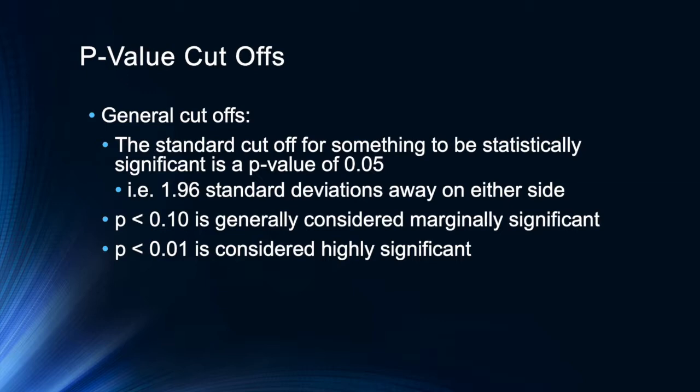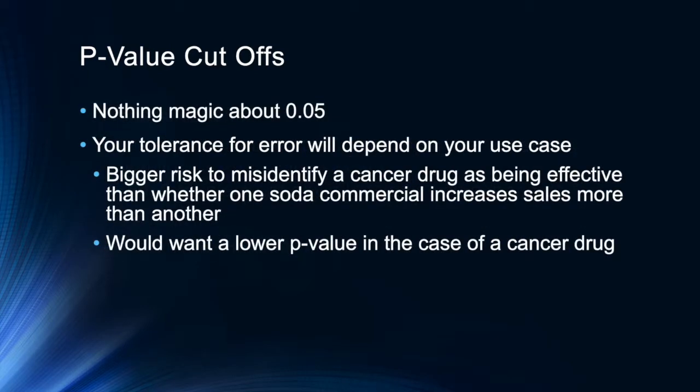So nothing magic about 0.05. It's about tolerance for error. How okay are you with being wrong? If I'm wrong, it's not a huge deal, then you might want to use a 90% confidence interval. If you really need to be right, you're testing a cancer drug, people's lives are on the line, then you would want to use something smaller because there's less room for error.